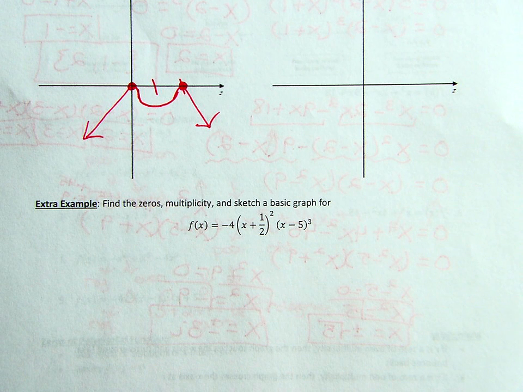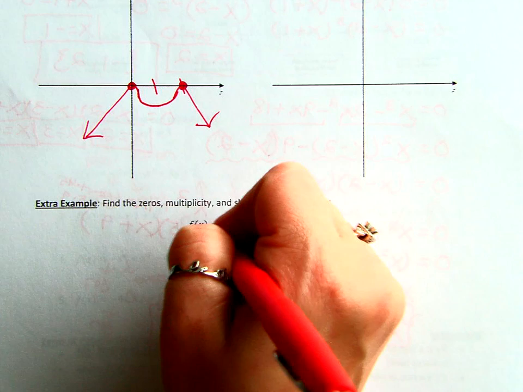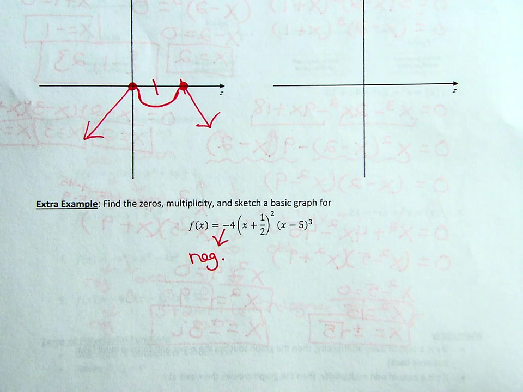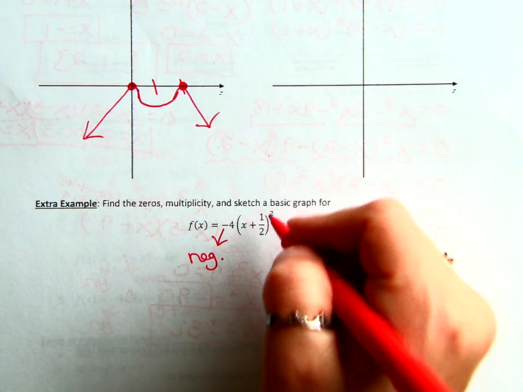We have negative 4 parentheses x plus a half squared times parentheses x minus 5 to the cube. So what is our leading coefficient? Negative 4. So this will be negative. Then what is the degree of this polynomial? It's 5. There's 2 x's here and 3 x's here.